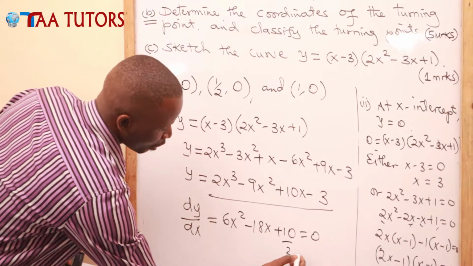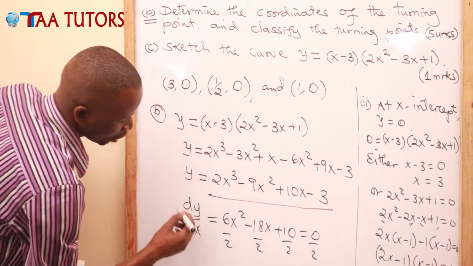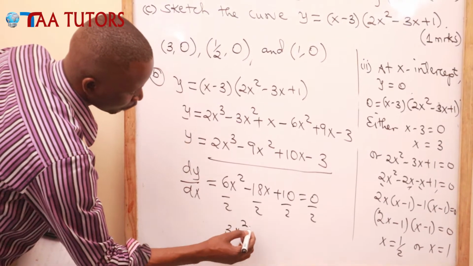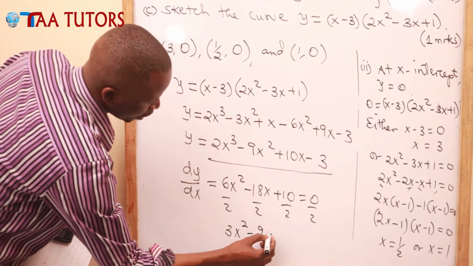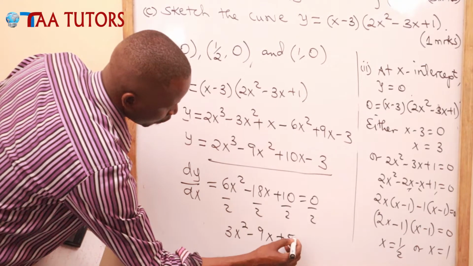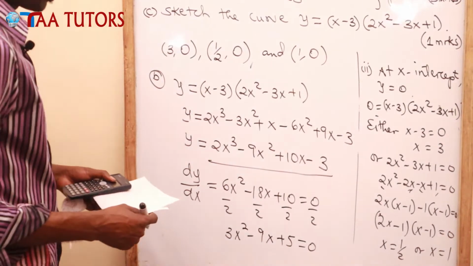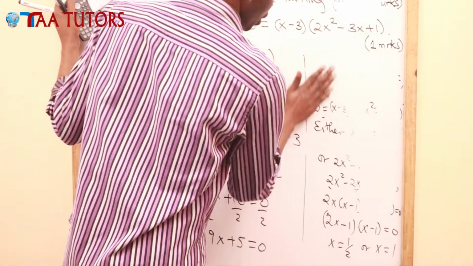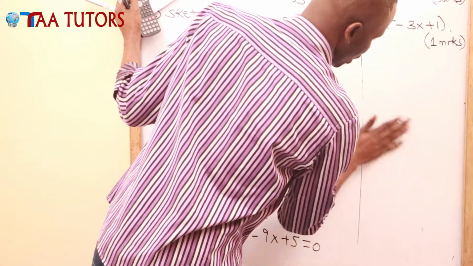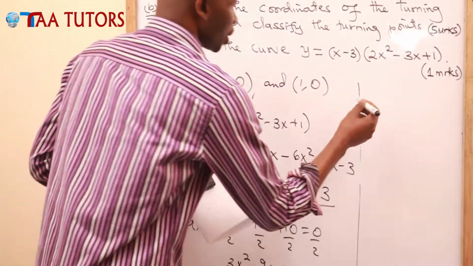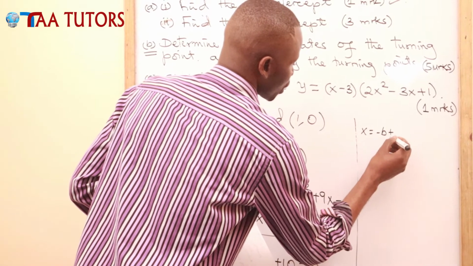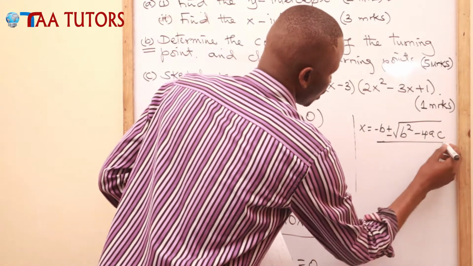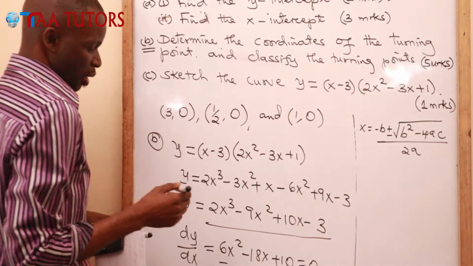So let's divide each term by 2. What do we get? We get 3x squared minus 9x plus 5 equals 0. We have to solve this equation, and for me to solve it I will use the quadratic formula, which we know is x equals negative b plus or minus the square root of b squared minus 4ac, divided by 2a.